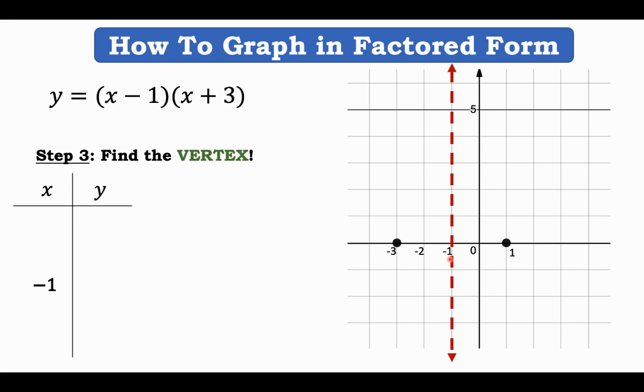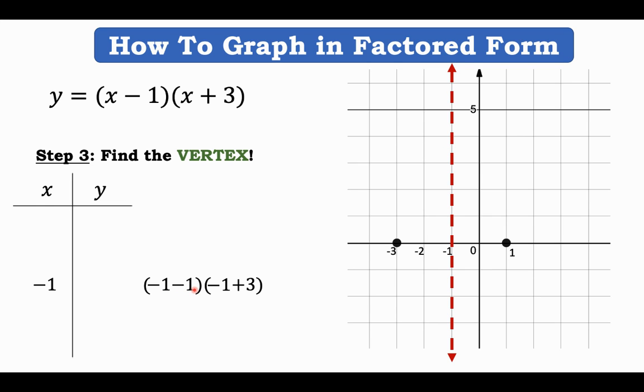So what we're going to do is take -1, I know it's -1 because that's my x value. That's my line of symmetry. I'm going to plug it into my equation. First, I'm going to write my equation with some blank spots for the x's. Substitute in your x. Simplify this out.